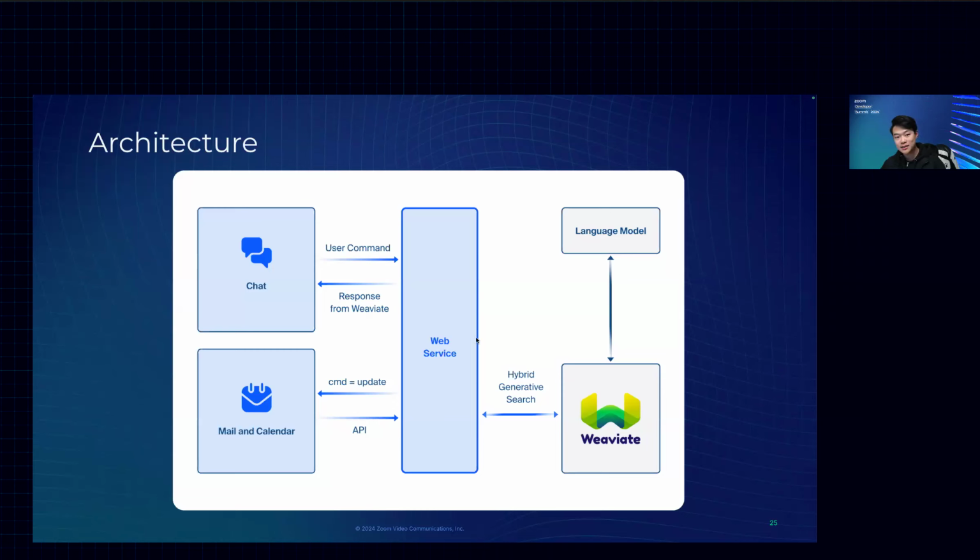We generate that response, send it back to the web service, and then from there, the web service interacts with the Teams chat API to send that message back to the user. So that's basically the end-to-end flow. Let's go to the next slide and look at the elements of Weaviate.